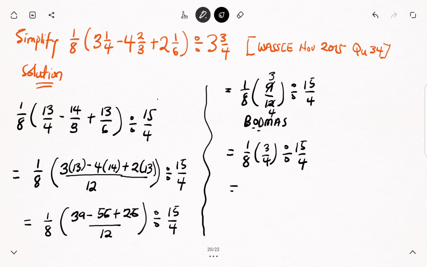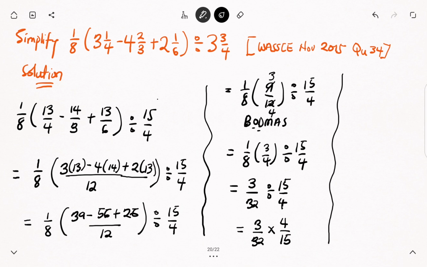Okay, so this is now equal to 1 multiplied by 3 will give me 3, and then 8 multiplied by 4 will give me 32, now divided by 15 on 4. So this is equal to 3 on 32. I change the division sign here to multiplication. Now I interchange the position over here. So I have 4 on 15.